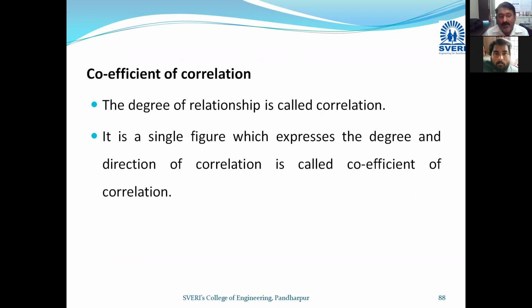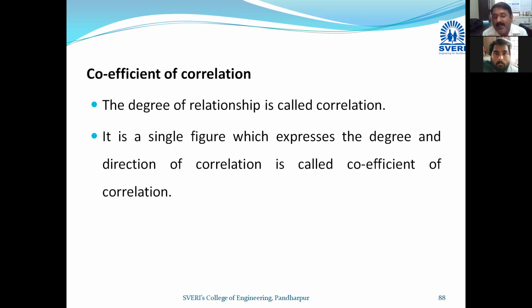So coefficient of correlation: the degree of relationship is called correlation. How one parameter is correlated with another. If one parameter is changing and there is a change in the sales, you can assume 80%, 95%, a higher degree of correlation. And if with a change in one factor the sales increase by only 5%, 3%, that is a lesser degree of correlation. So the degree of relationship is called correlation.